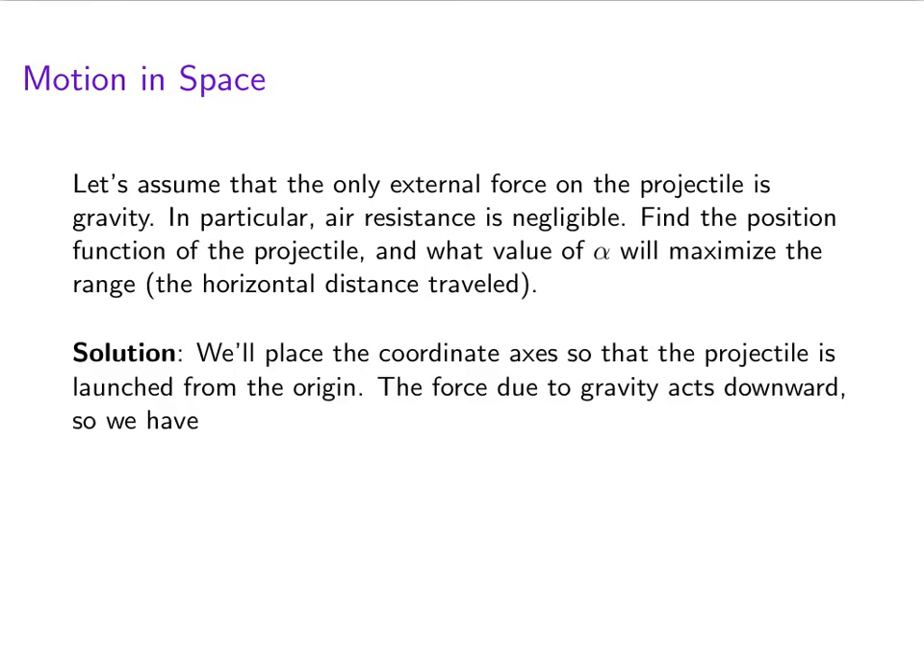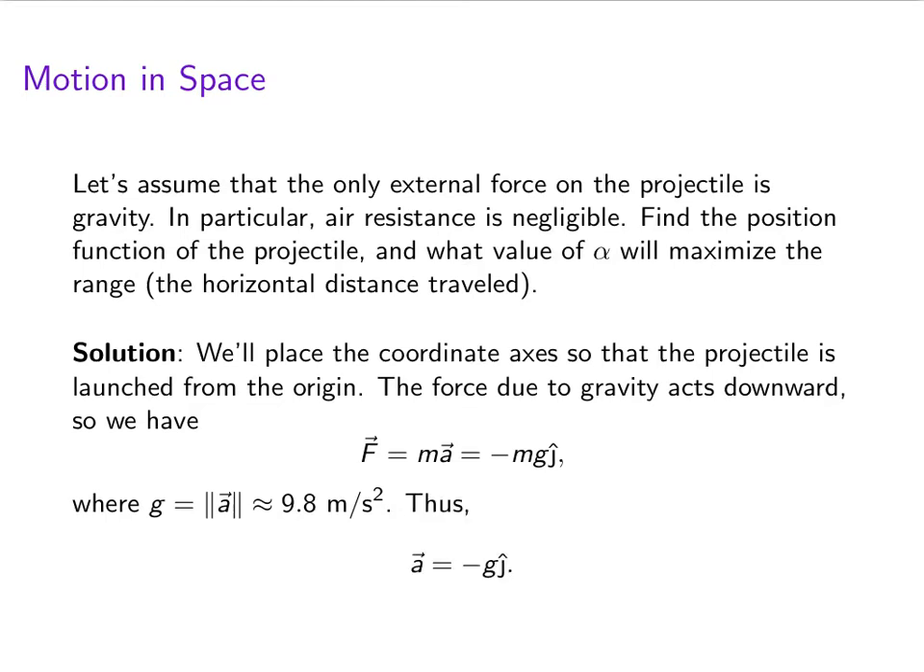All right, let's place our coordinate axes like we had in the picture. The projectile is launched from the origin, and then the force due to gravity acts down. So, Newton's second law of motion tells us that force is equal to ma, which is negative m times g times j. G is the acceleration due to gravity. That's 9.8 meters per second squared. So, canceling out the m's, we can say that the acceleration is negative gj.